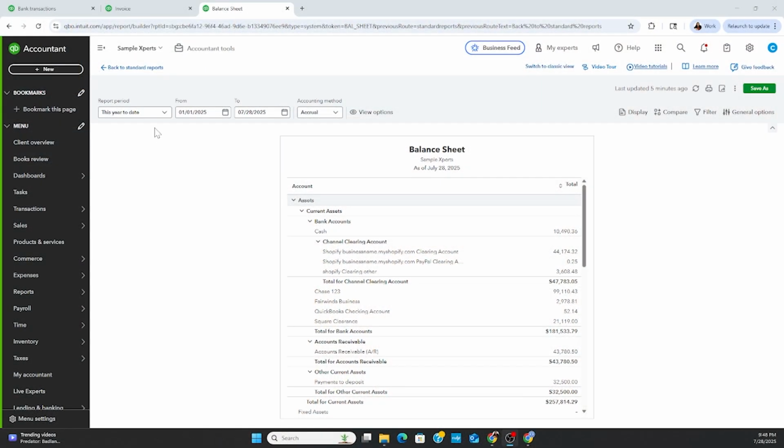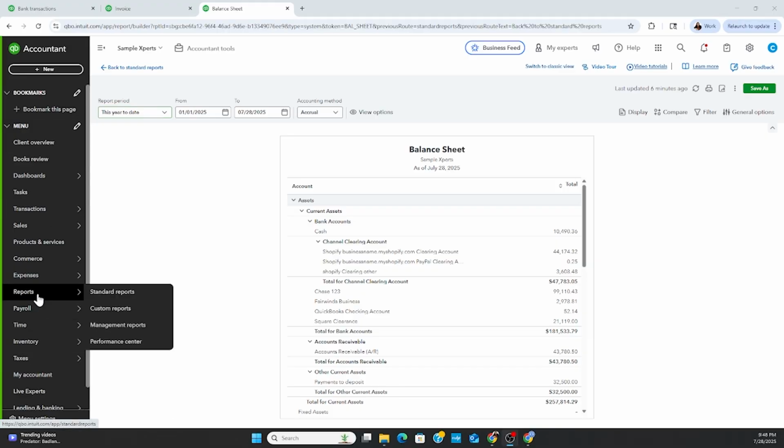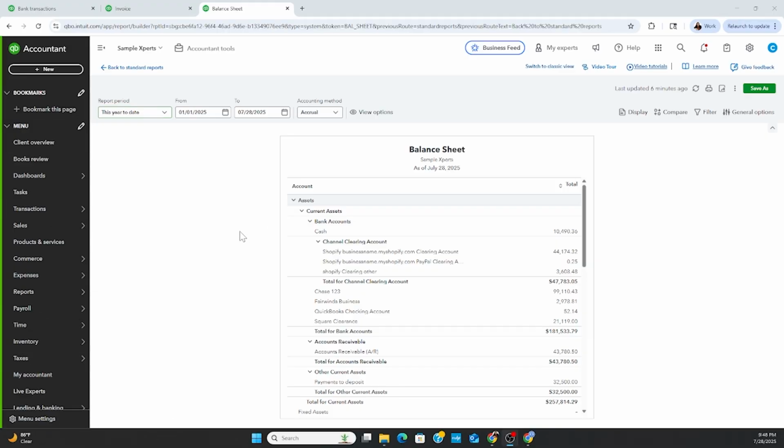Okay, so here is our balance sheet. How do we find our reports? On the left-hand side menu, go to standard reports, select the standard balance sheet, and here we go. Here is the balance sheet. A couple of things we want to take a look at.